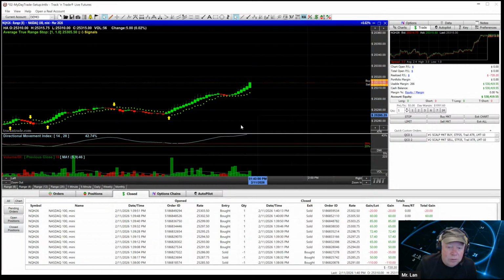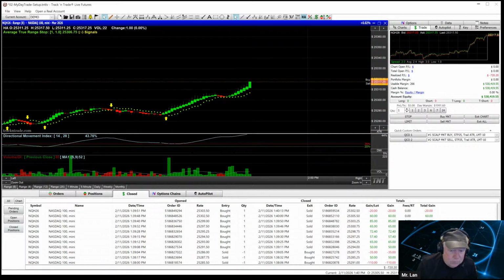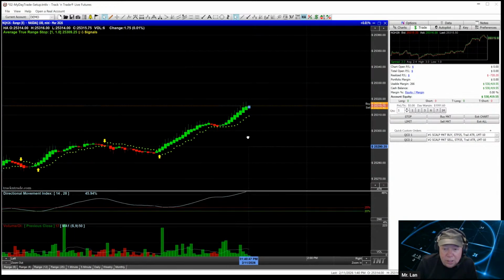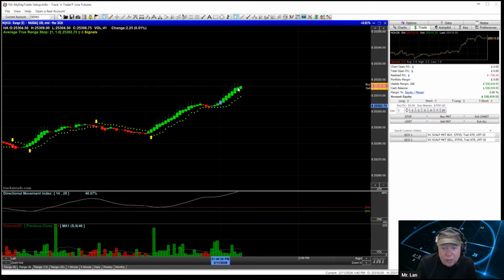But if the market's dead, then you get your hiney handed to you. Oh, look, we stopped right here. We should have kept going. What a nice move. Nice ABC pattern.